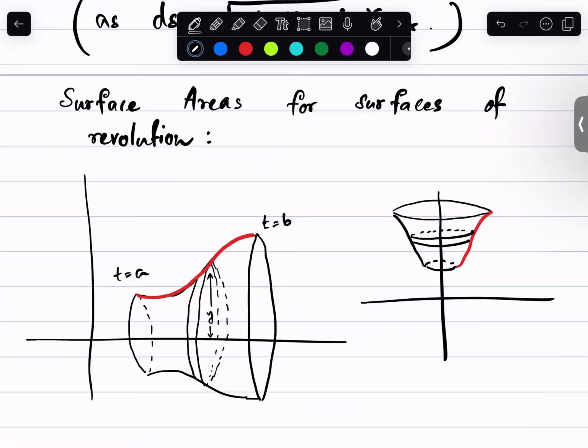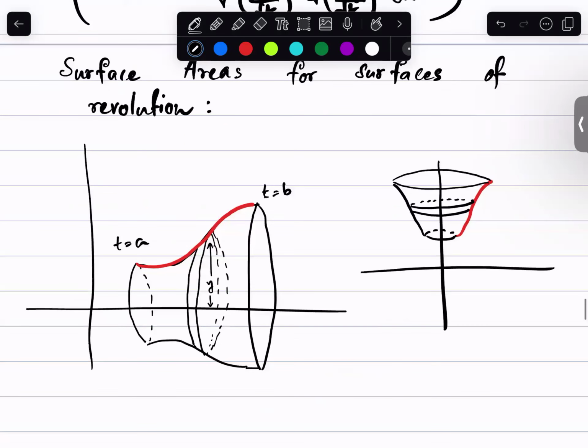Up next is surface areas for surfaces of revolution. So recall, what do we mean by revolution? Say this red line is the equation of a curve, a parametric curve. So at t equal to a, the particle is here, and at t equal to b, the particle reaches there.